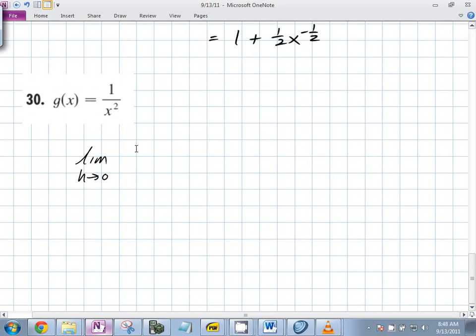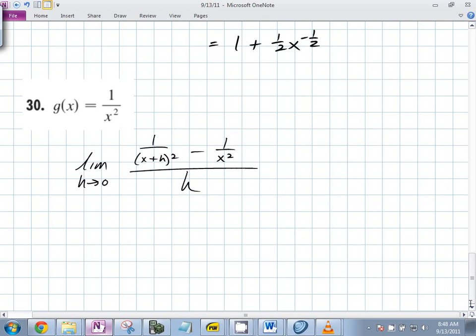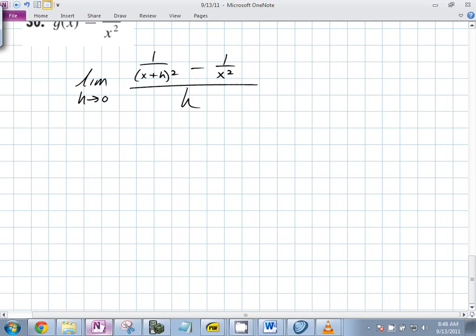f of 1 over x plus h squared. I'll just do it out. 1 over x plus h squared minus 1 over x squared, all over h. What are you going to do now? Distribute. Yeah, you're going to have to multiply it out, right?